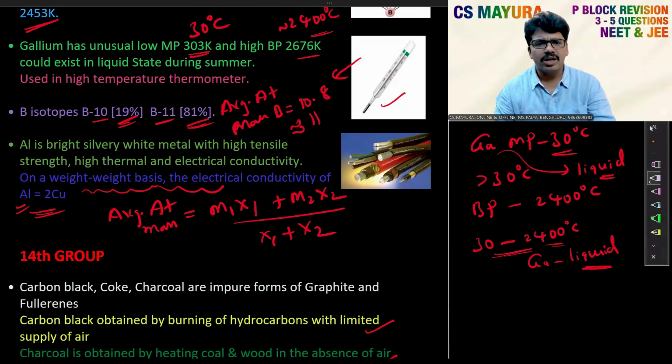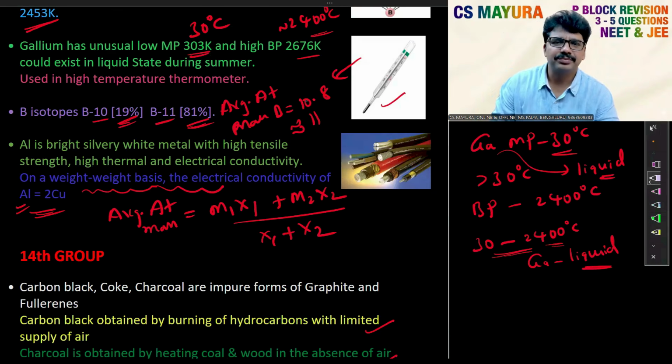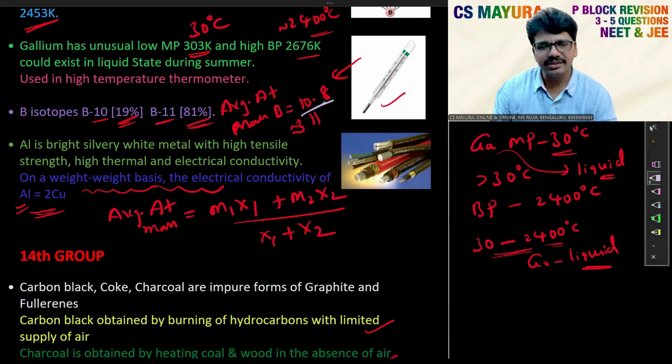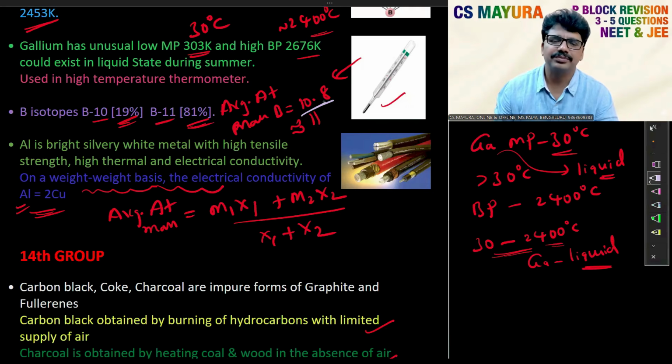Next, boron has two isotopes, boron 10 and boron 11. The atomic mass of boron is around 10.8, approximately equal to 11. Whenever an element has two or more isotopes, its atomic mass is not the atomic mass of any one isotope. We have to take the average atomic mass. So how to take average atomic mass?